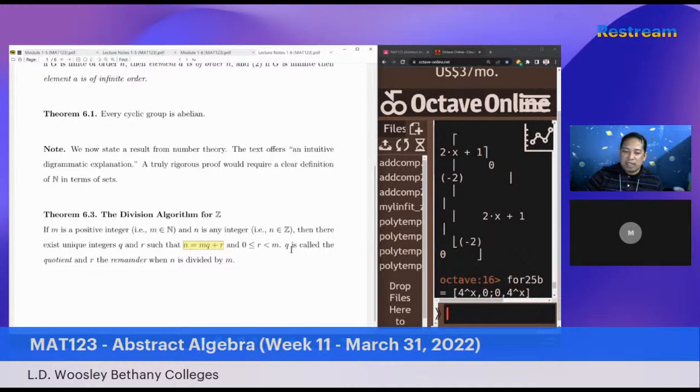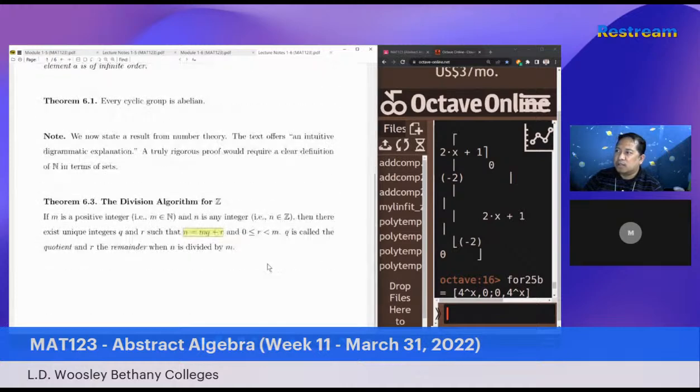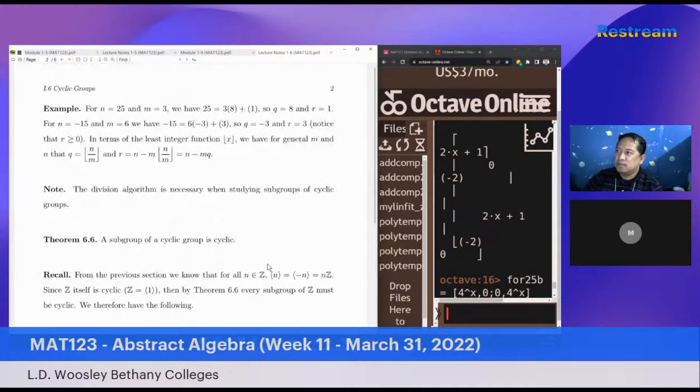I suppose, Michaela, you still recall that? This is something to do with the cyclic group. That's why it was introduced there. Division algorithm for Z. For example, n is 25, m is 3. So we could express n in terms of multiples of 3, such that 3 times 8 plus 1. So q is 8 and r is equal to 1.